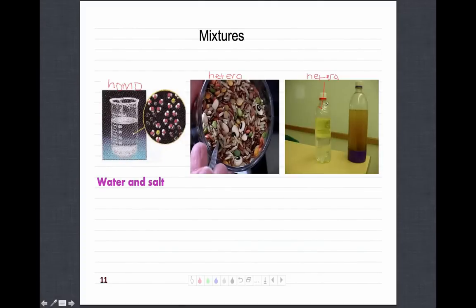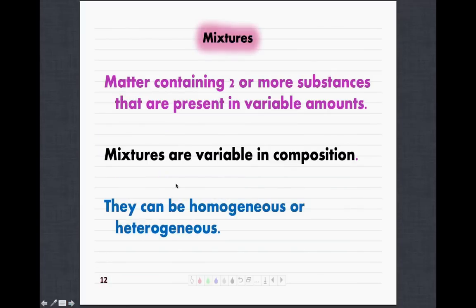What if you see three? Still hetero. What if you see four? Still hetero. Ten, it doesn't matter. It's heterogeneous. So this is the definition of the mixture. This is the classification of homogeneous and heterogeneous. Now we're gonna just do kind of the definition. So matter containing two or more substances that are present in variable amounts, that's the definition of a mixture.